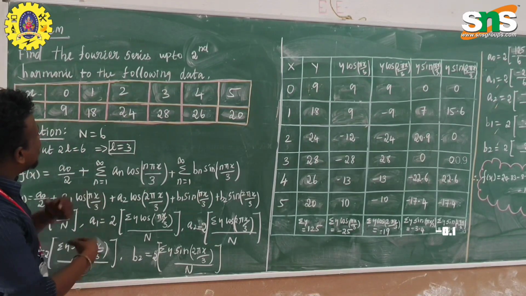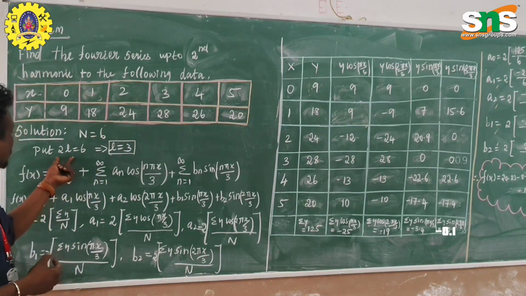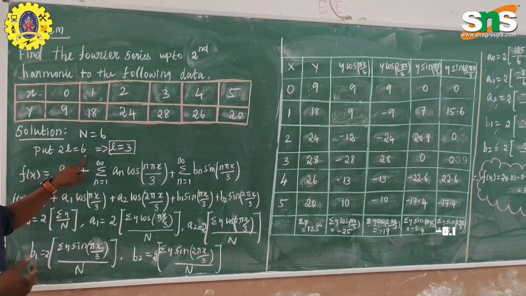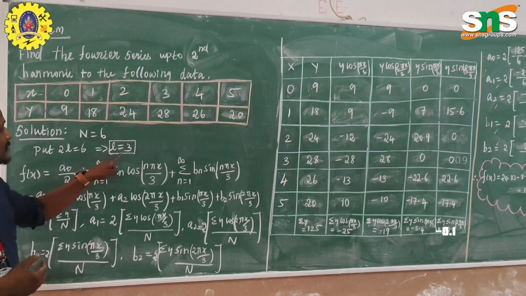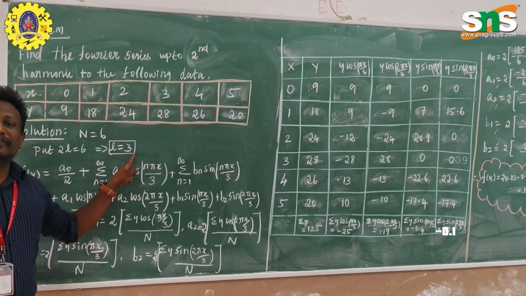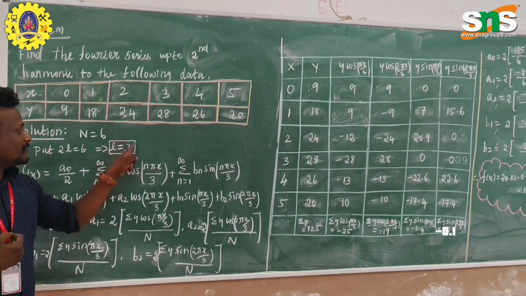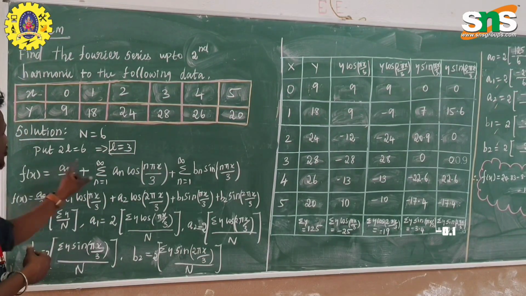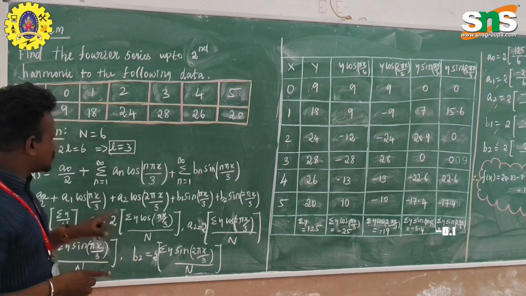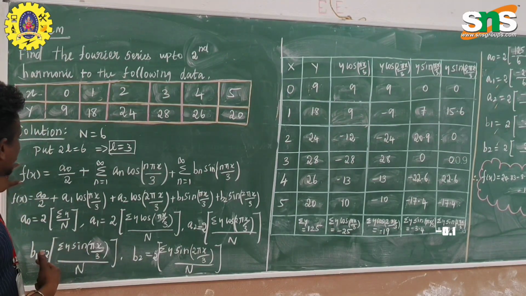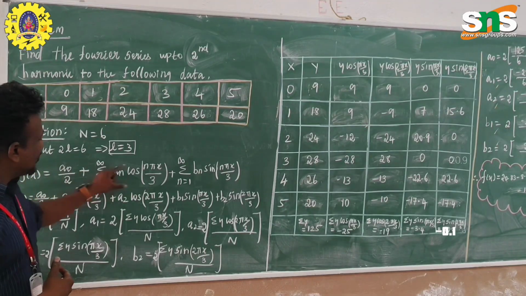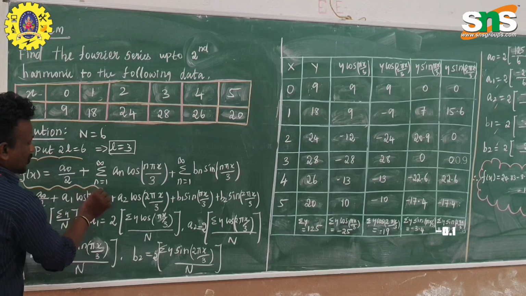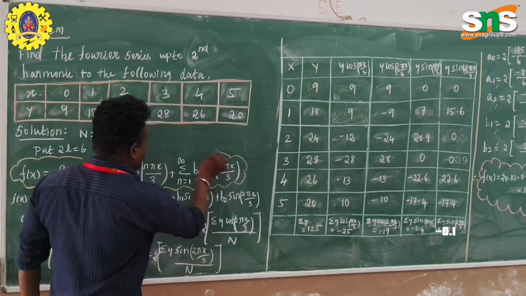To deal with the L form, we have a formula: 2L is equal to the total number of outcomes. So 2L is equal to 6. After simplification, L is equal to 3. This is what we have to find at the initial stage. After finding this L value, let us write the general Fourier series formula, as we have already discussed in the earlier problems.